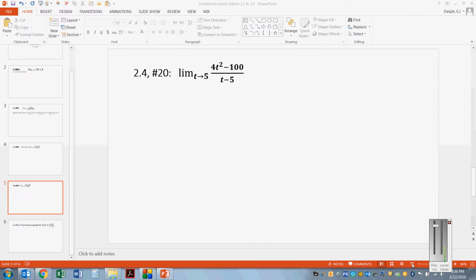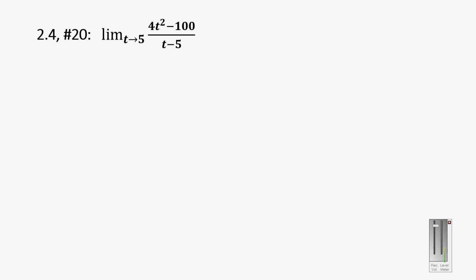All right, on to 2.4, number 20 here. All right, 2.4, number 20. It's actually similar to some of the stuff we were doing in 2.3. Might be a little bit more complex. The limit as t goes to 5 of 4t squared minus 100 over t minus 5.